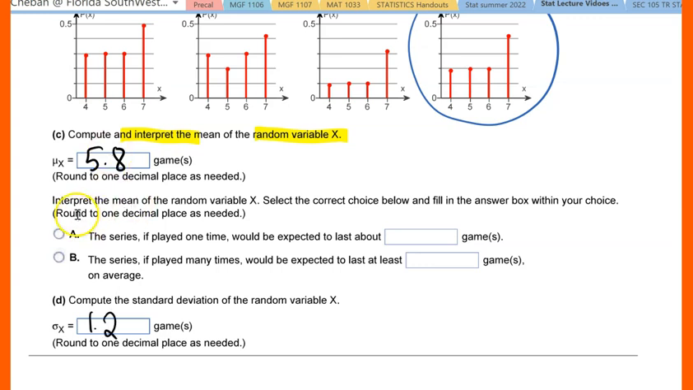All right, next question: interpret the mean. To interpret that, you have to read the question or the options carefully, and this is the answer. In the series, if played many times, we would expect it to last at least 5.8 games on average. That's the answer. The other one is not correct because it says if played one time. The mean of the random variable applies if you repeat the experiment many times. So the correct answer is B.